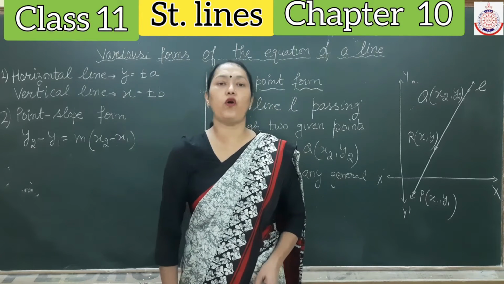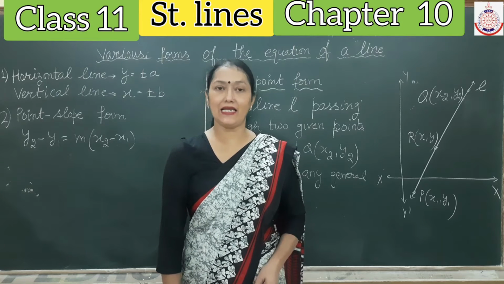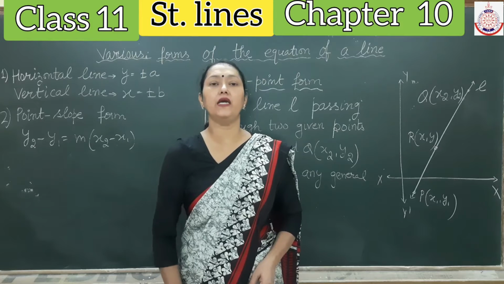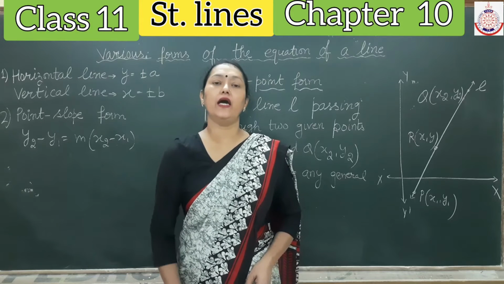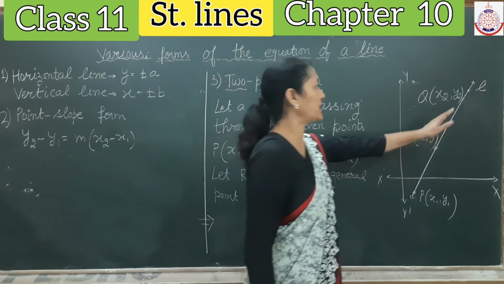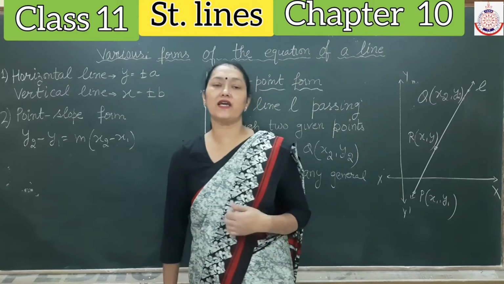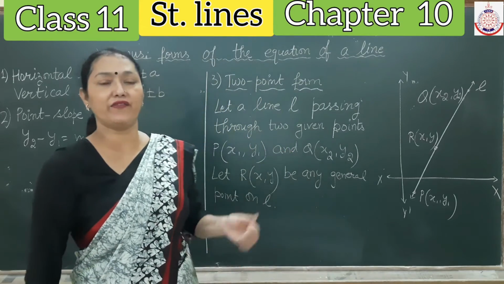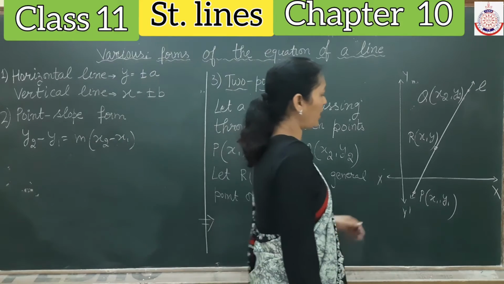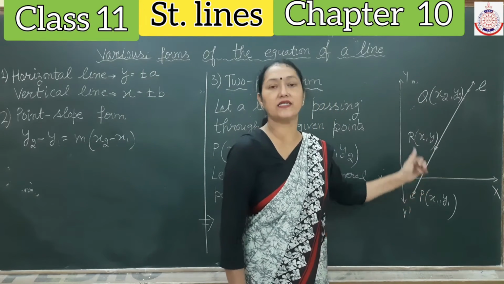After point slope form, let us study the two-point form. Suppose a line L is given to us, which is passing through two given points, P having coordinates x1, y1 and Q having coordinates x2, y2. I have taken this line L. In order to form the equation, let us take one more point R having coordinates x and y on it.